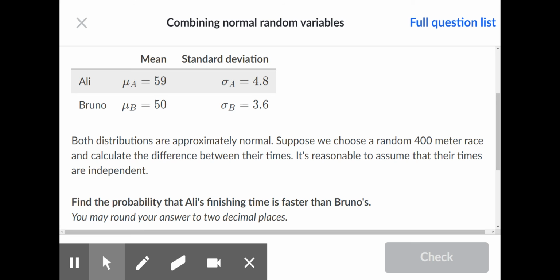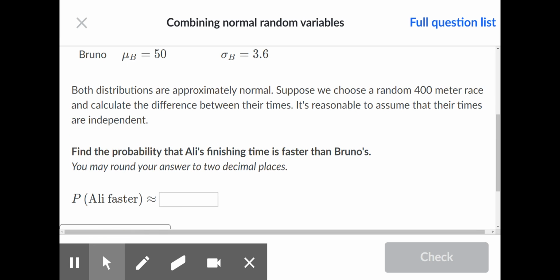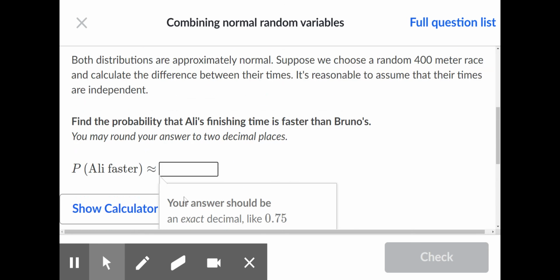So if I go to my calculator now, second verse, number 2. My lower bound is negative 99999, and then the upper is 0. Mean is 9, standard deviation is 6. So here, look, the probability of Ali faster than Bruno is 0.07, rounded to the nearest two decimal places.